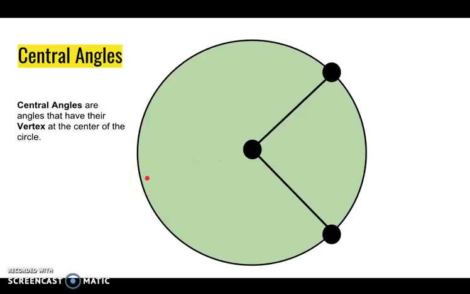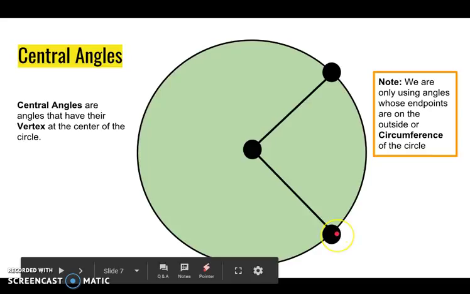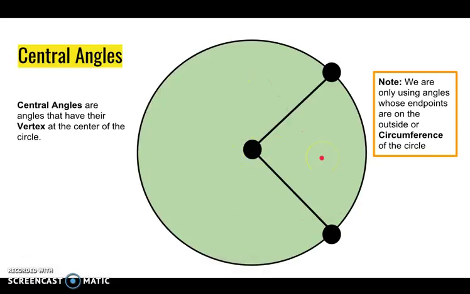So a central angle is when the vertex is right here at the center. The endpoints on all of the angles that we are going to care about and that we are going to work with are always going to be out here on the circumference. We're not going to throw you something weird where the angle starts here and goes here, because that's just not what we're getting into in this unit.